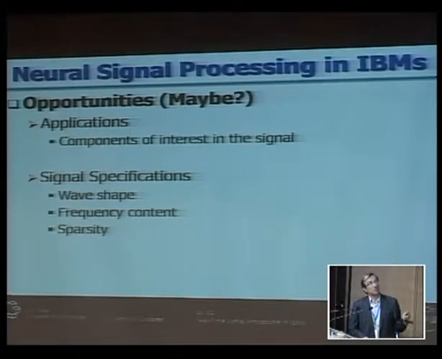There might be some opportunities in addition to the restrictions that you saw in the previous slide. So depending on the application, you might be able to extract some components of the signal and not just send the whole signal, which demands so much bandwidth. Signal specifications are sometimes opportunities for us. So depending on the wave shape, on the content of the signal spectrum, and also the sparsity of neural signals more specifically, we might be able to propose some approaches for signal processing in biomedical implants or brain implants.